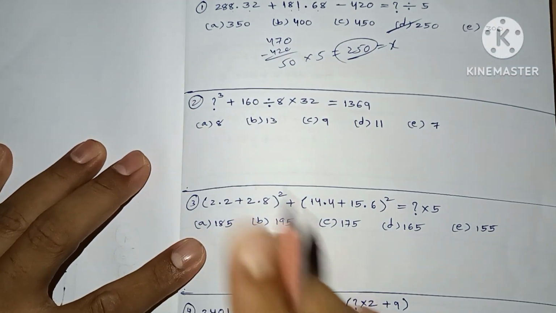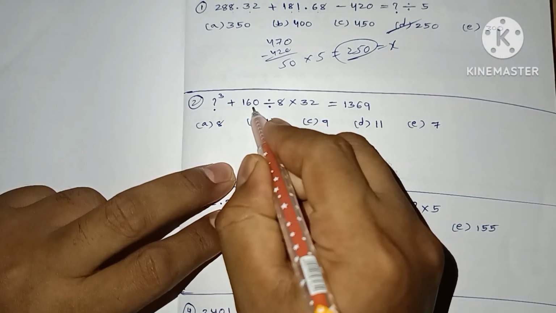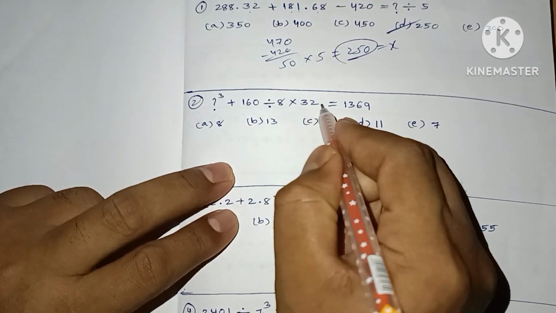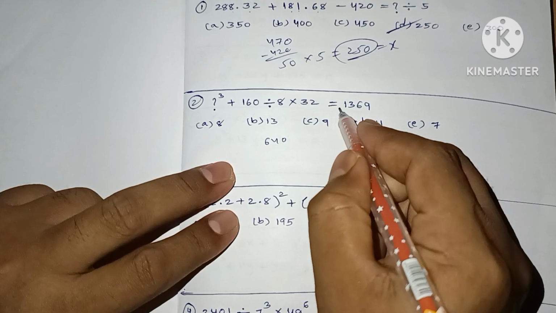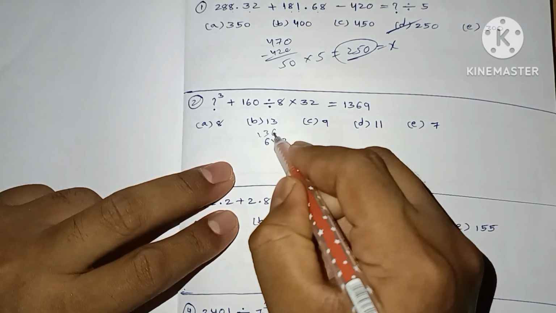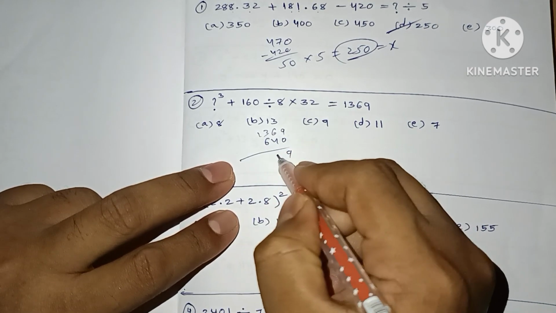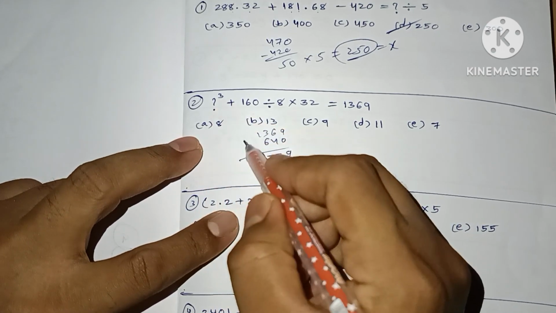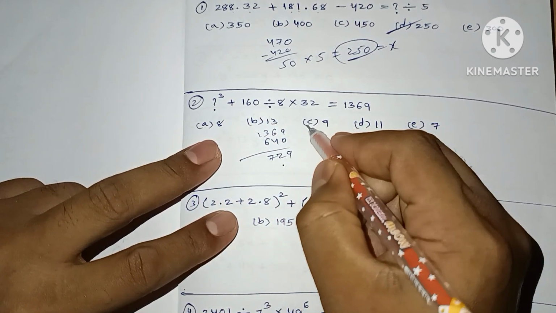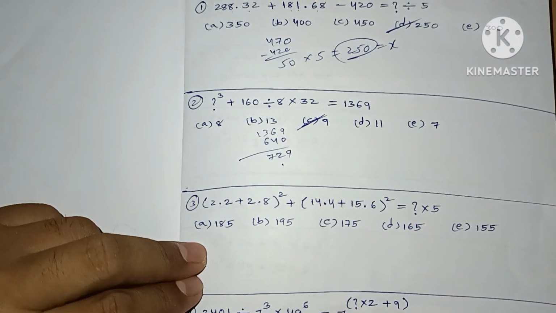Next, second question. Here we have 20 into 32, 640. 640 comes this side with minus, 1369 minus 640, 729 is equal to x cube. So 729 is 9 cube. So option C is our answer.